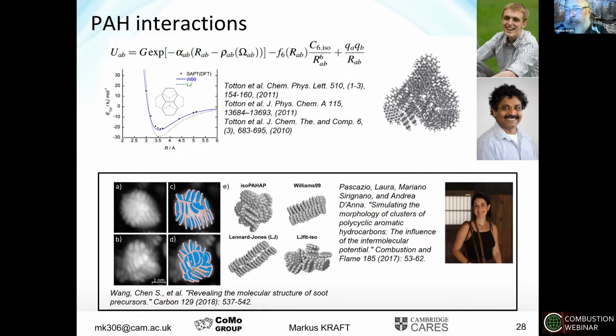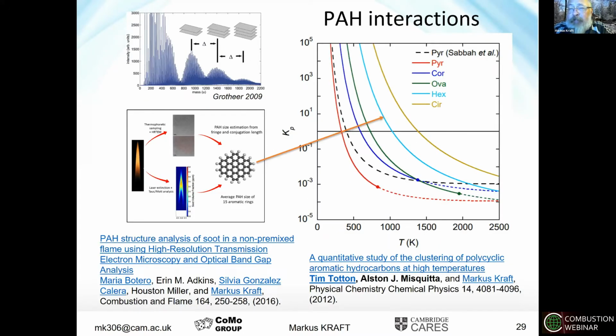And then there are two more important pieces of experimental findings. That was the Grotheer group at DLR in Stuttgart. They had this wonderful mass spectroscopy, and they saw this multimodal representation. And Grotheer argued that this must be dimers and trimers and so on. And from this and work that was done by Maria and Houston Miller, we concluded that the building blocks in soot should be about 15 aromatic rings.